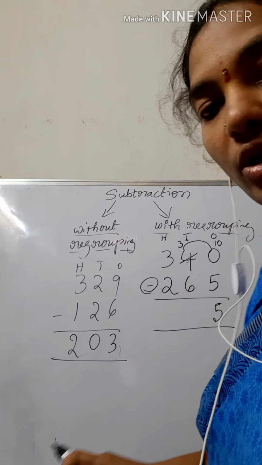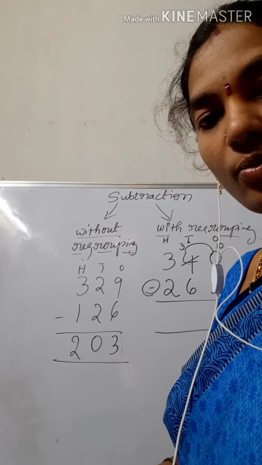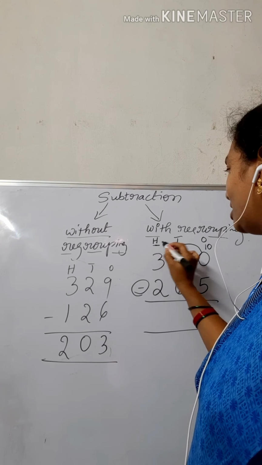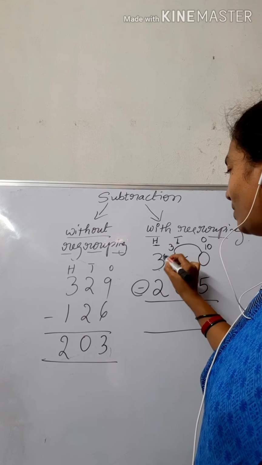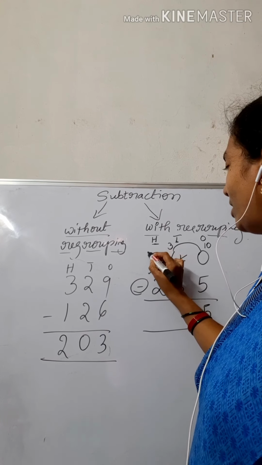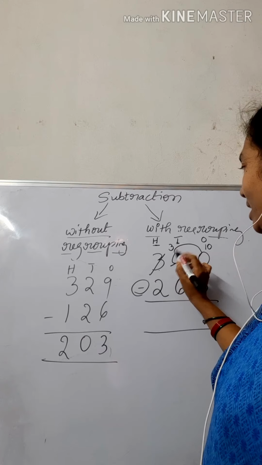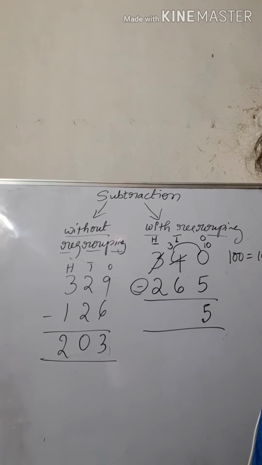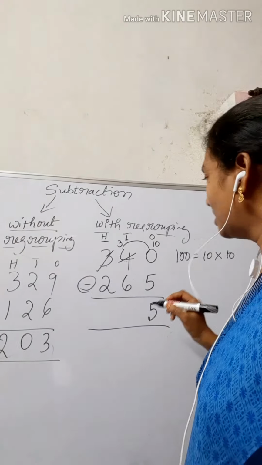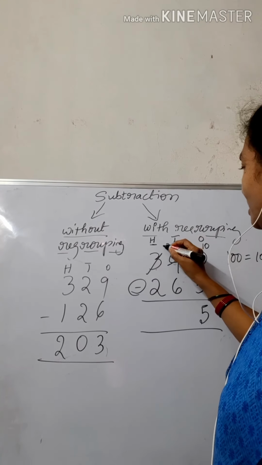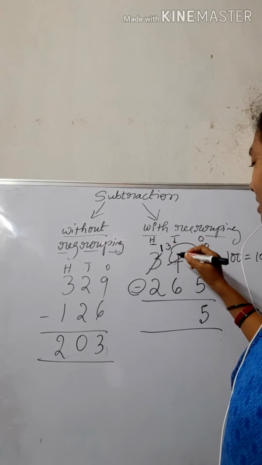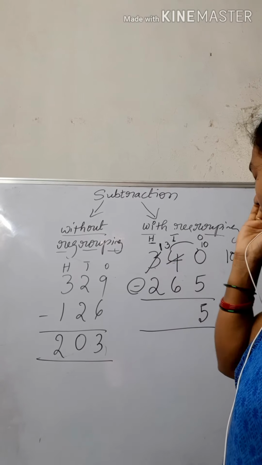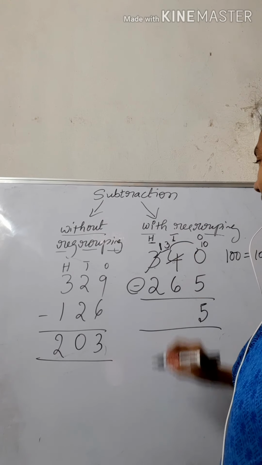Now here 3 is there, no? 3 minus 6 is not possible. 30 minus 60 not possible, no? So we have to borrow. From where do we have to borrow? From the hundreds place. Here in hundreds place we have 300s. From this 300, if you take 100, 100 is equal to 10 tens. So here we will get 10 plus 3, 13. Already 3 is there, now you have to add these 10 tens. So we will get 13 tens.